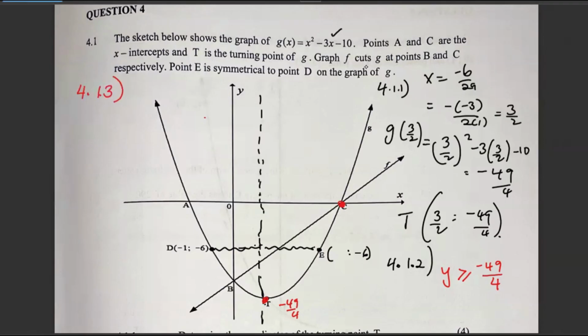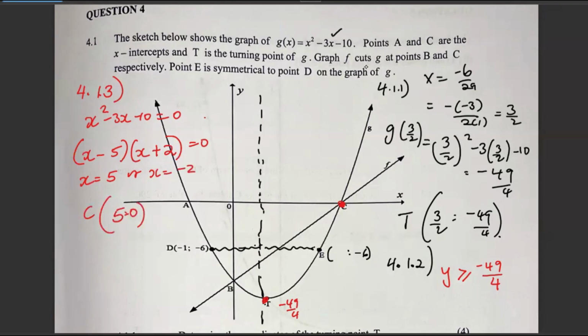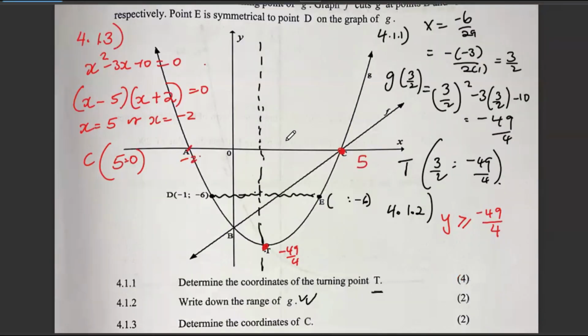4.1.3. So x squared minus 3x minus 10 is equal to 0. Let's find the factors. This is x. It should be a 5 and a 2. I'll say minus and plus. Why is it a 5 and a 5? We said 5 and a 2. Meaning that x is 5 or x is -2. Therefore, C is going to be 5, 0. So we are saying this is -2. Okay, so that's what the question wanted.